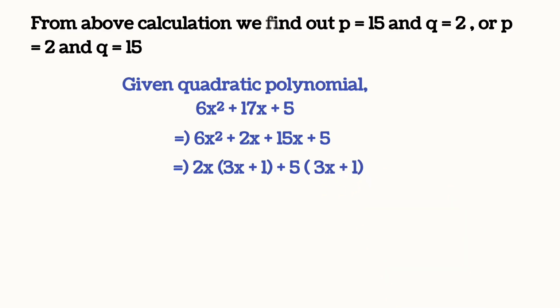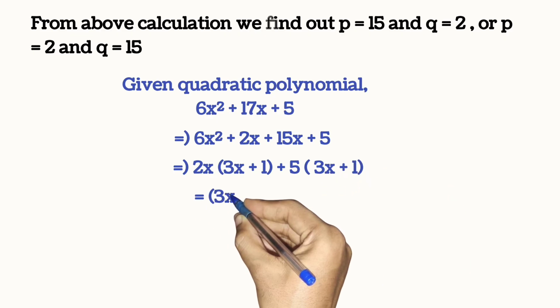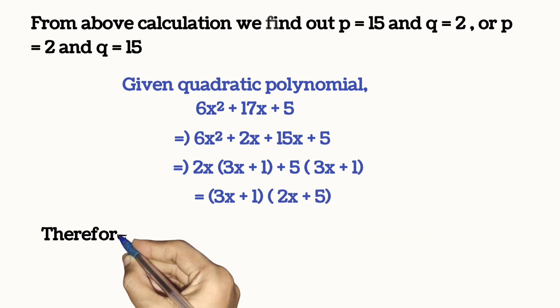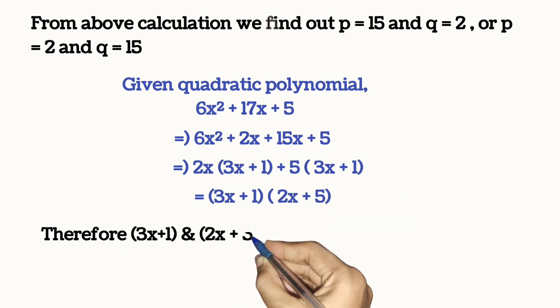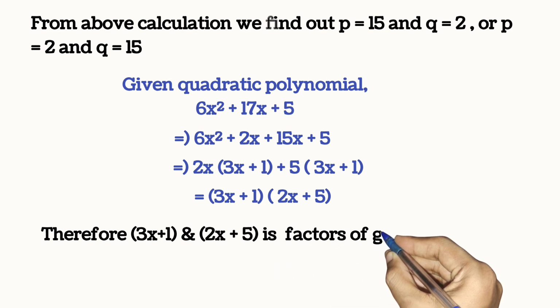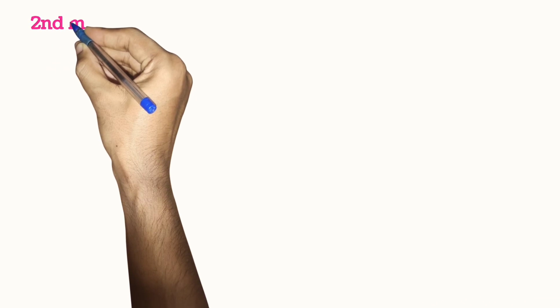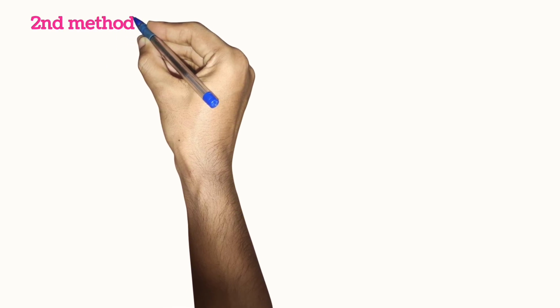Now we will take 3x plus 1 as a common, then we will get 2x plus 5. Therefore 3x plus 1 and 2x plus 5 are factors of the given polynomial. Now we will try to solve with another method, that is the second method.